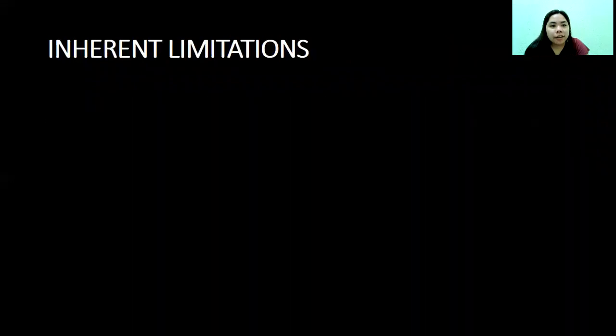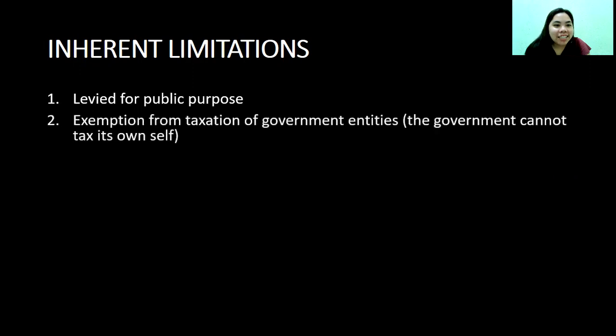Okay, then what are inherent limitations? So inherent limitations: levied for public purpose. So we pay taxes for public purpose. So do we follow that? I don't know with our government. Second, exemption from taxation of government entities. So the government cannot tax its own self. That's one of its inherent limitations.